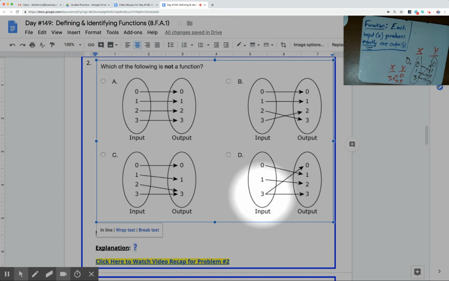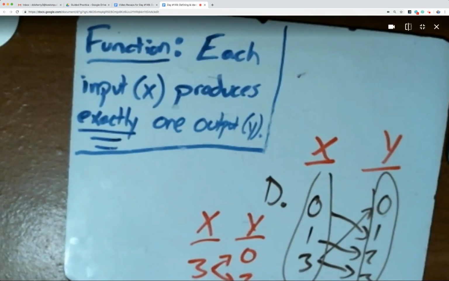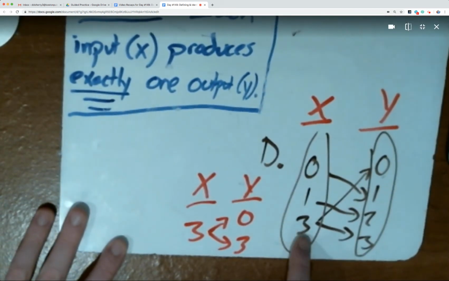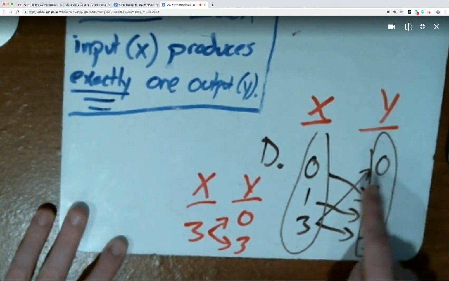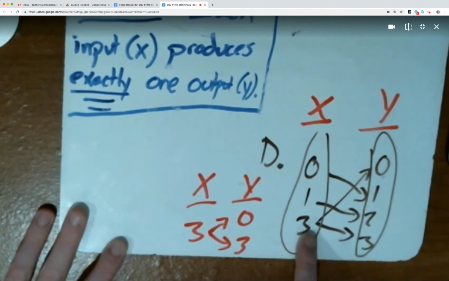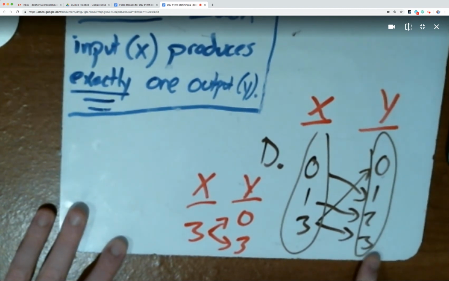Here we see answer choice D is the only one where if 3 is the input, we have 2 arrows leaving the input 3. So as I take a look at that on the whiteboard too, we'll discuss it a little more. The input of 3, according to this mapping, could produce an output, a y value of 0, or an input of 3 could also produce the y value, the output of positive 3.